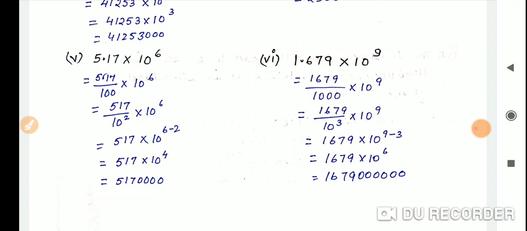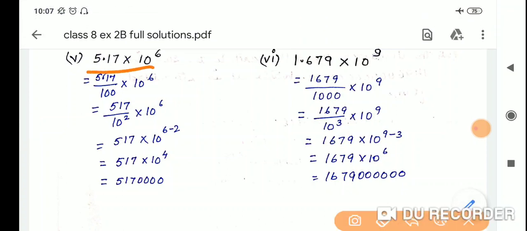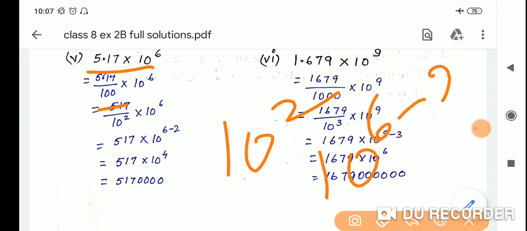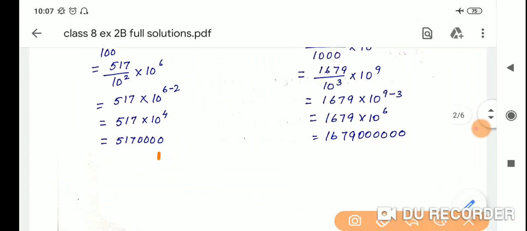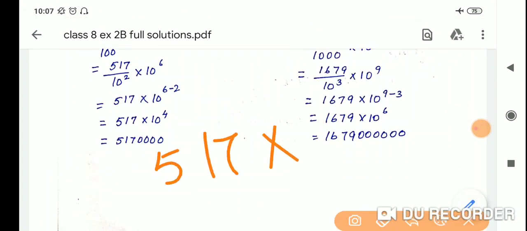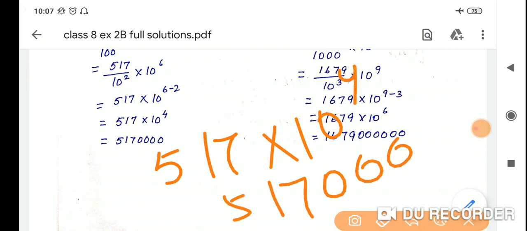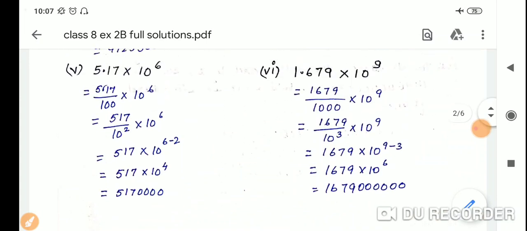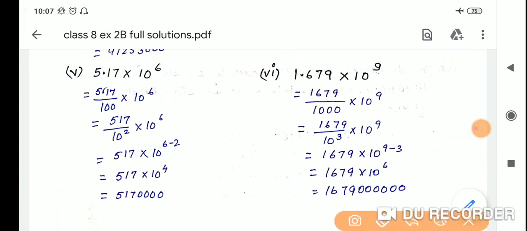So here the fifth part is 5.17 into 10 raised to the power 6. So by 2 decimal places, 100 will be here. So 100 means 10 raised to the power 2. Here 10 raised to the power 6 minus 2 is equal to 10 raised to the power 4. Clear? So 517 multiplied by 10 raised to the power 4. So 517, 1, 2, 3, 4. Answer. Clear?